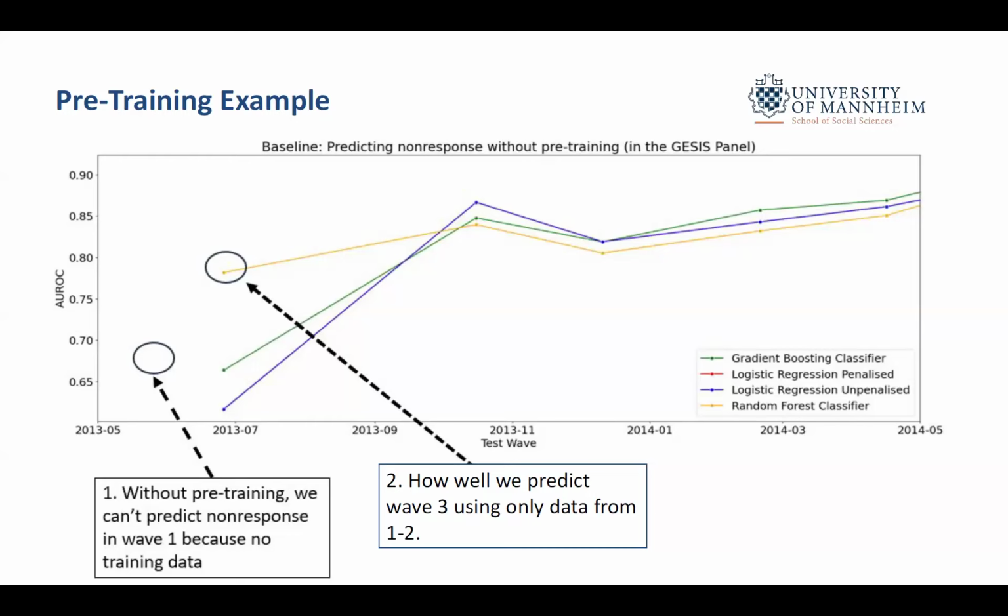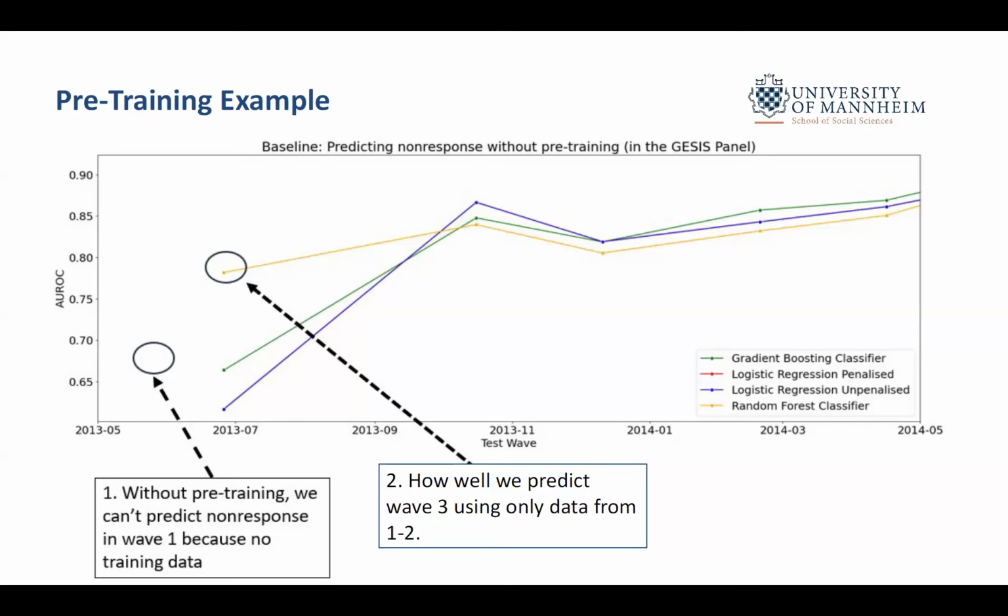You need that data so that you can train your very first machine learning model. But once you have completed wave 1 and 2, now you can make a prediction about who is going to non-respond in wave 3. And over in the GESIS panel, we can see that it's just random forest that does pretty well, shy of 0.8. But it's the only model that does that well. These other models here do not do as well as that. And this is us without pre-training. So we have to wait for wave 1 and 2 to finish. Then we can make a prediction about wave 3.